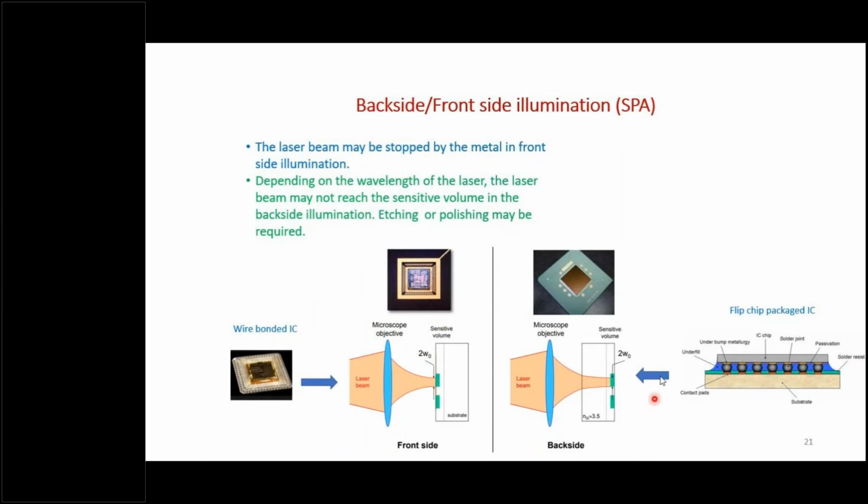But if your top is all covered by metal, such as in the case of power MOSFETs, then the only way to do it will be to go from the back, and you need to make sure you use a long laser wavelength so that it penetrates through the depth of the die at the back. And if it is still not reaching it, you may need to polish the backside or thin it so that it could reach it. So you may need to do some etching or polishing.